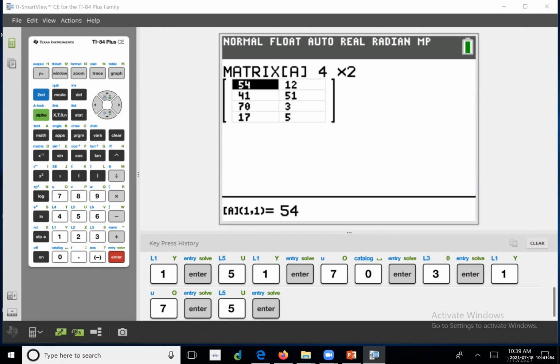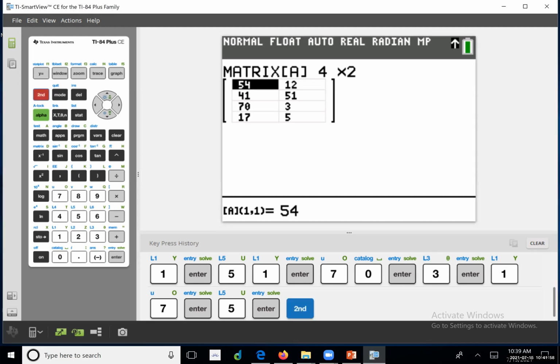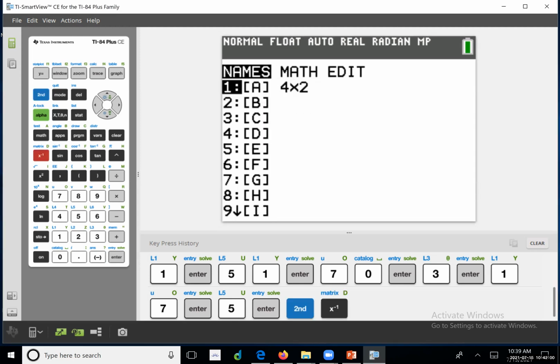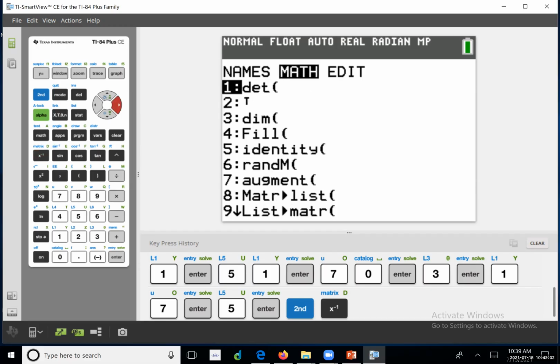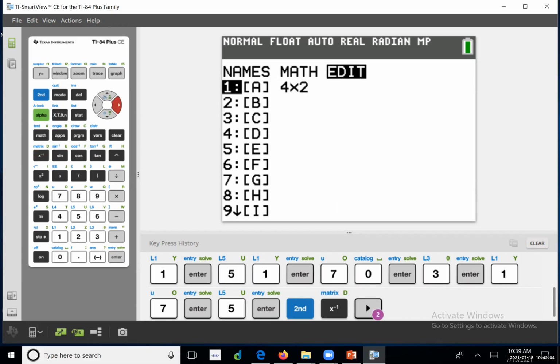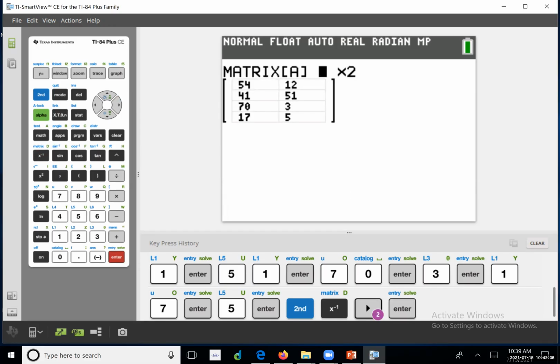And what is the question one more time? So you go to second matrix. Did you get that part? And then you go to edit. You click on A. You're trying to put A as a 4 by 2. So you type 4 by 2 and then you put the data. Is that clear?